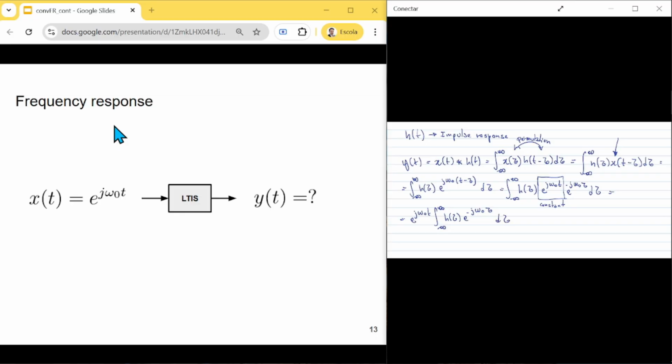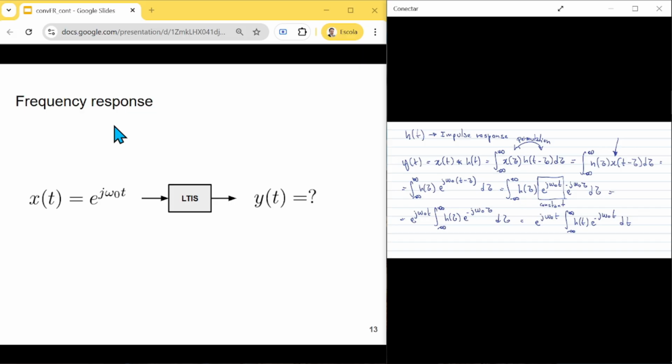Now recall that we use tau as an independent variable inside the convolution integral just because t is already used as a constant, which represents the shift in time, right? This t comes to here, so we have to use another symbol, in this case tau, to denote time as an independent variable. But here we no longer have t in this formulation, so we can come back to use the symbol t. Okay, so we have e to the j omega 0 t, integral h of t e to the minus j omega 0 t dt.